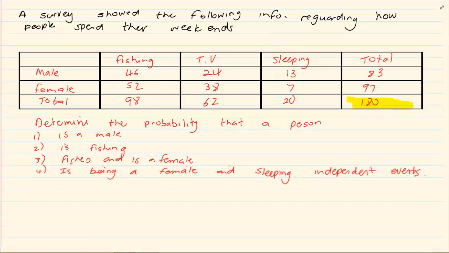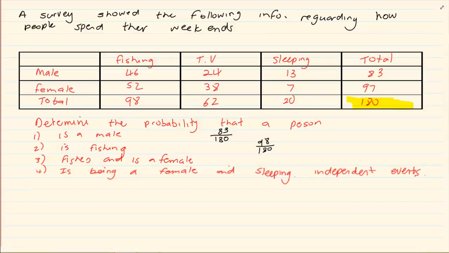Now, determine the probability that the person is a male. If I want a male, I'm looking at the total. So I want male and I want total. So where are they meeting? At 83. So the probability is 83 over what is my total? 180. Be careful. Most of the people don't know where to look for the total. Now, what is the probability of fishing? They're not telling you that it's a male or female. They're simply telling you fishing, which means the total of fishing is 98. So the probability is 98 over 180.